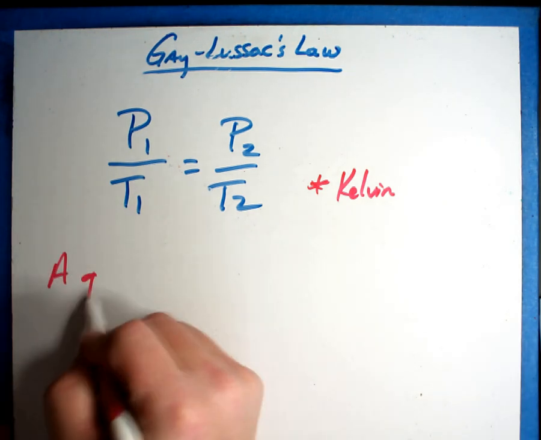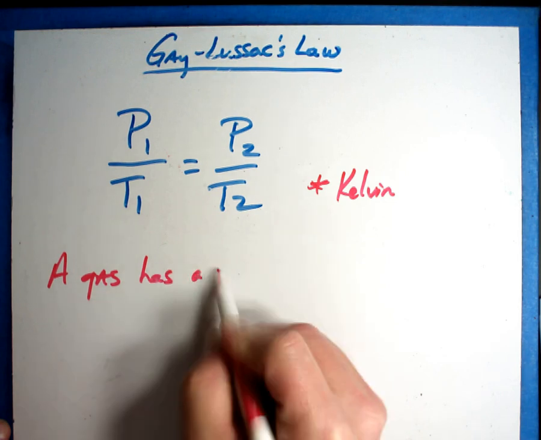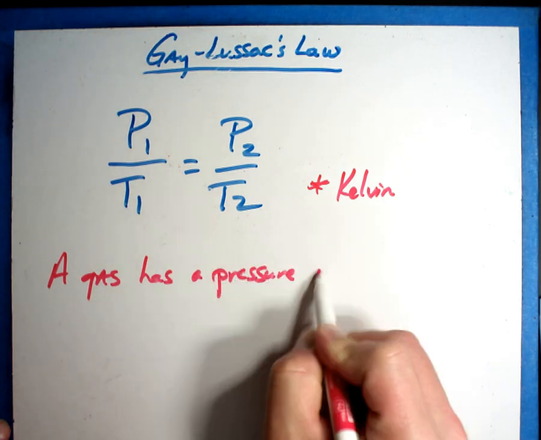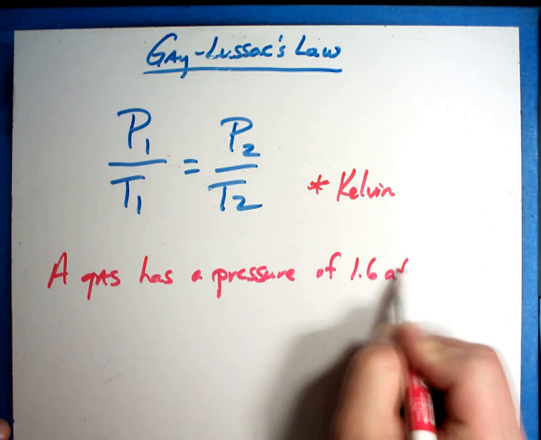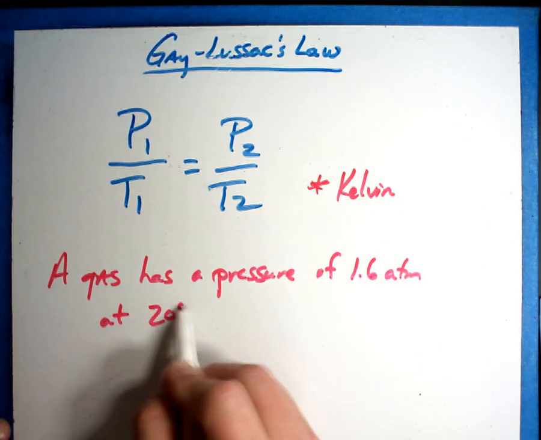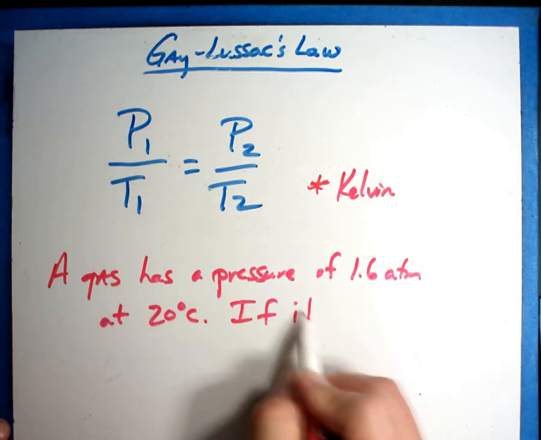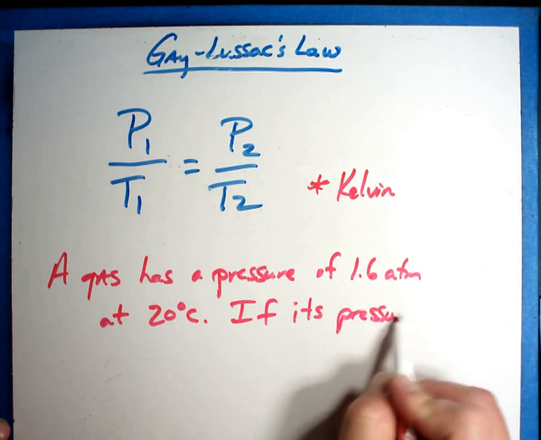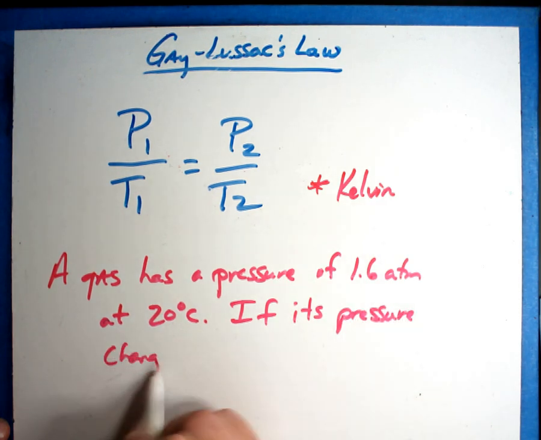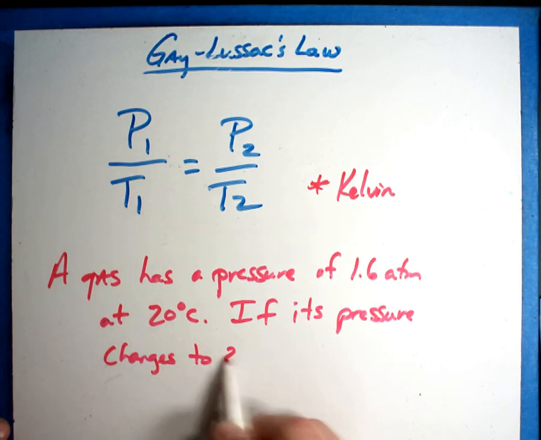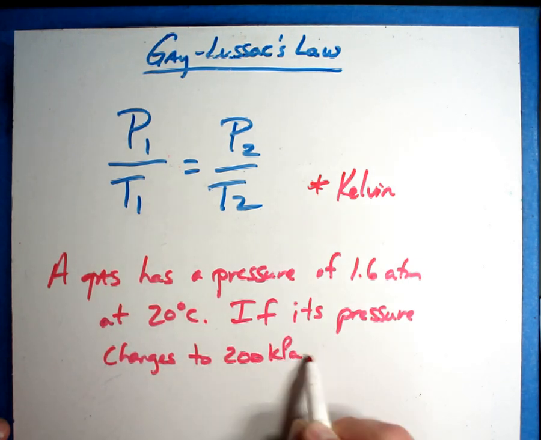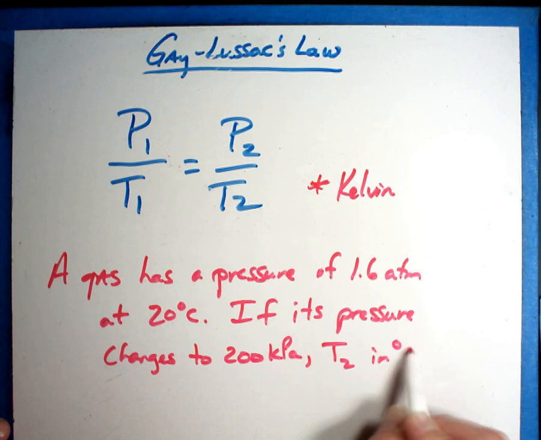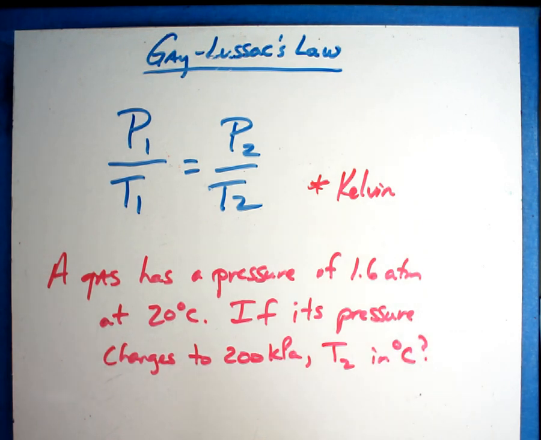A gas has a pressure of 1.6 atmospheres at 20 degrees Celsius. If its pressure changes to 200 kPa, what is temperature 2 in degrees Celsius? If you'll pause the video for a second and make sure everybody has a chance to write it down, then we'll work it together. I'll be right back.